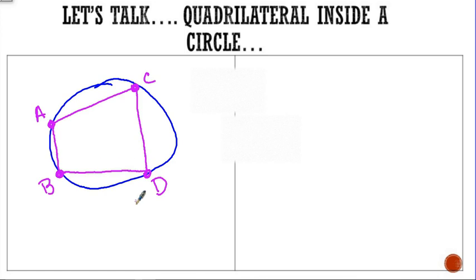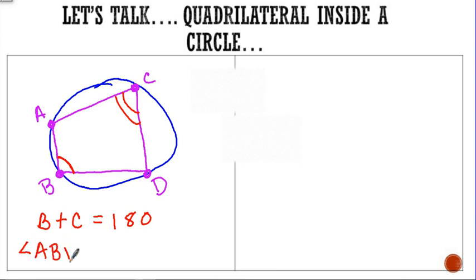Okay. So what we know about this is this angle here and this angle here, they add to give you 180 degrees. So I'm going to show you how to write this in two ways. I'm going to say angle B plus angle C equals 180. Or I can say the measure of angle ABD plus the measure of angle ACD equals 180. So that's two ways you can write that.